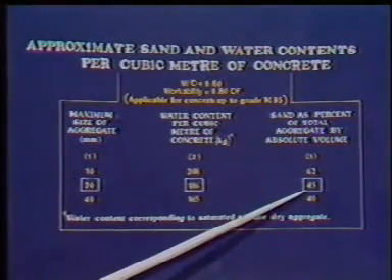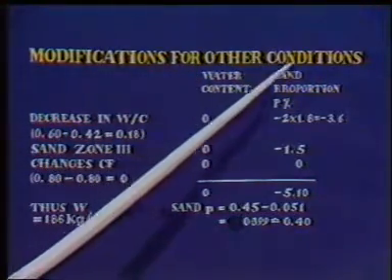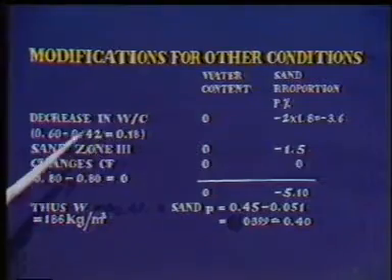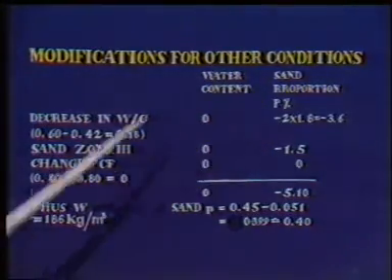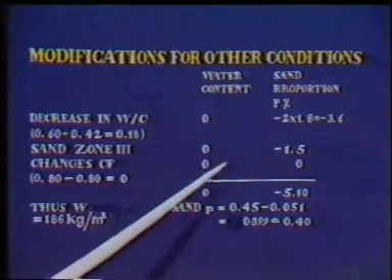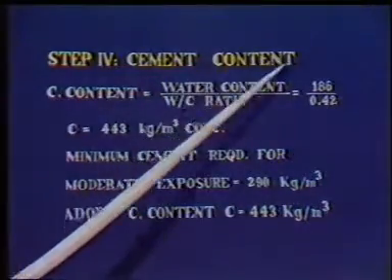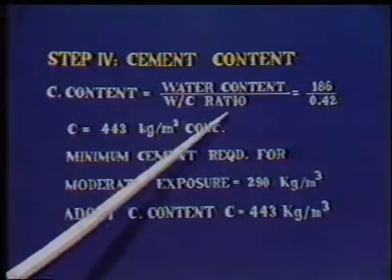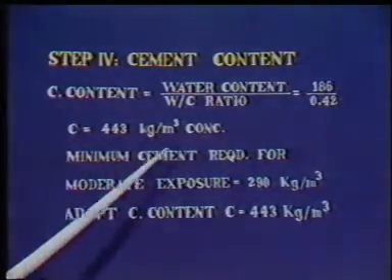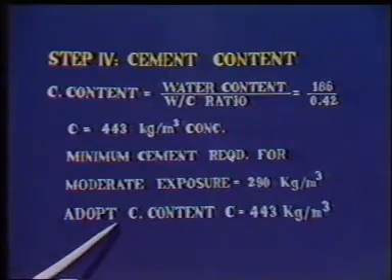Step 3, water content and sand proportion. For 20 mm crushed aggregate, for desired compacting factor 0.8, sand conforming to zone 2, water content is equal to 186 per cubic meter. Sand as percentage of total aggregate P is equal to 45%. Thus, P is equal to 40. Step 4. Cement content is equal to water content divided by water-cement ratio, is equal to 443 kg per cubic meter.